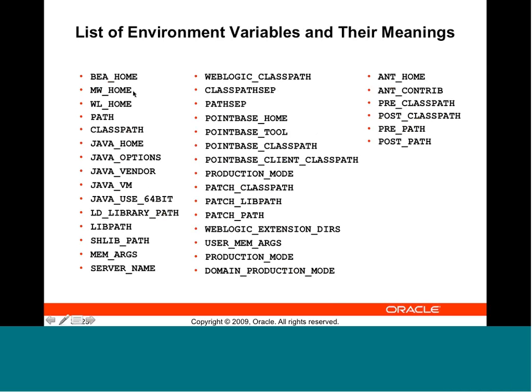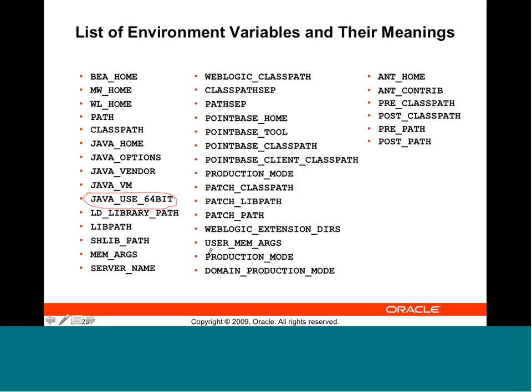You have BEA home, middleware home, WL home, Java home, Java options, Java vendor, which tells whether you are using Oracle, Sun, OpenJDK, or WebLogic JRockit. Then which Java you are using, 32-bit or 64-bit, right? Very important, because it has impact over heap allocation. If you are using 64-bit, you can allocate unlimited heap.